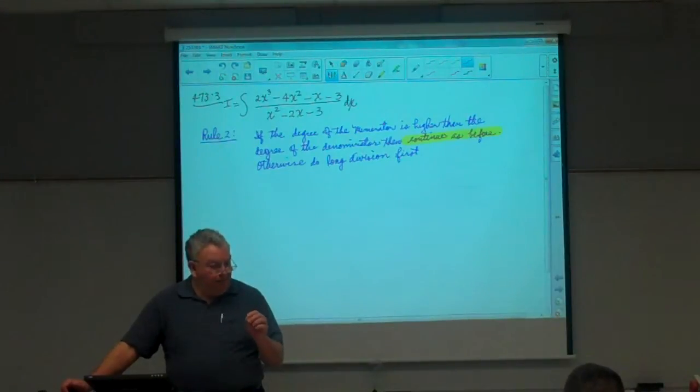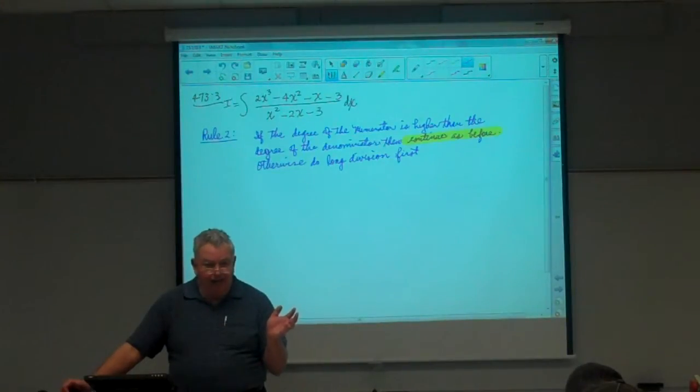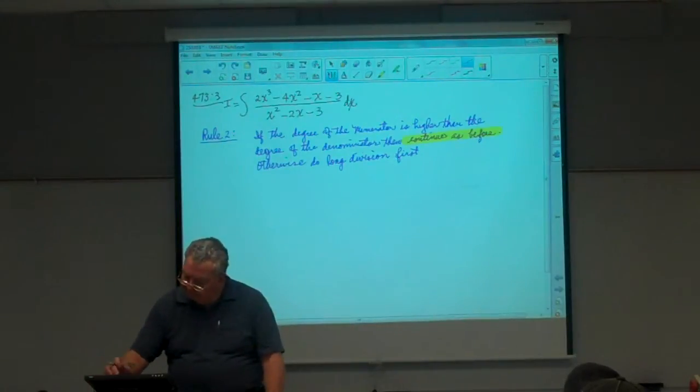That says, if the highest exponent in the problem is in the bottom, just keep on going like you always have. That's what it says. If it's a tie, or if the highest exponent's in the top, do long division. Isn't the top the numerator? Yeah, because what that's saying is if the top is higher, then continue.